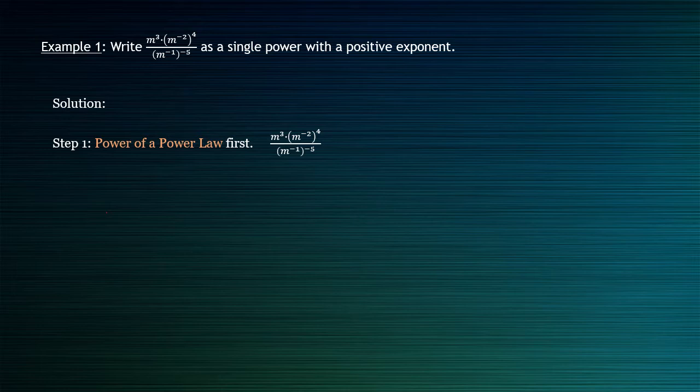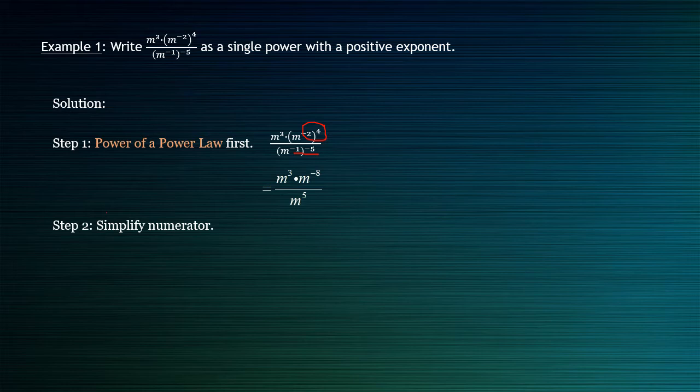Here's our solution. First, we have to use the power of a power law. The power of a power law is the one that takes care of the two exponents when they're like that. When you have an outer exponent outside of a bracket, you have to distribute it into the bracket. These two have to be multiplied together, and these two will have to be multiplied together. That gives us these values here.